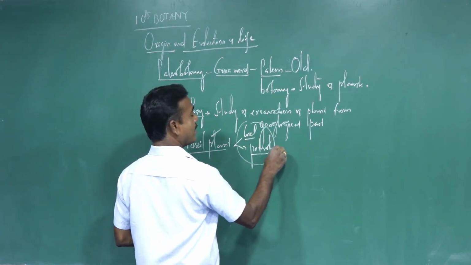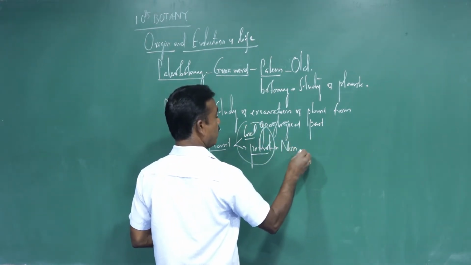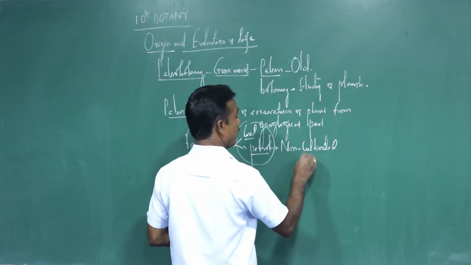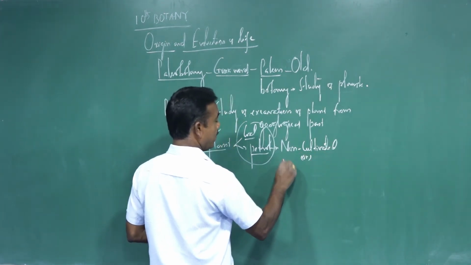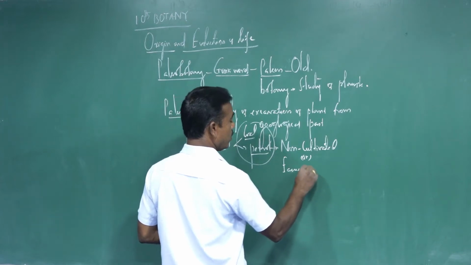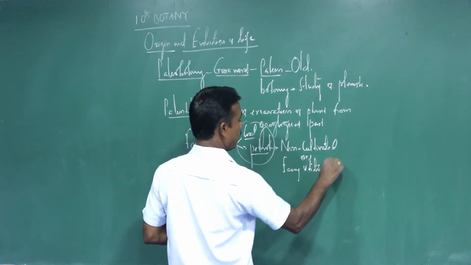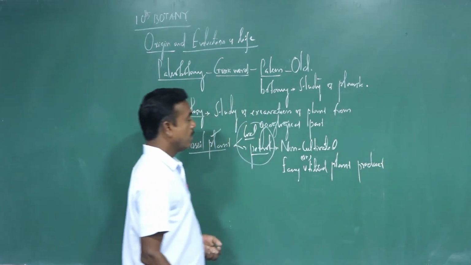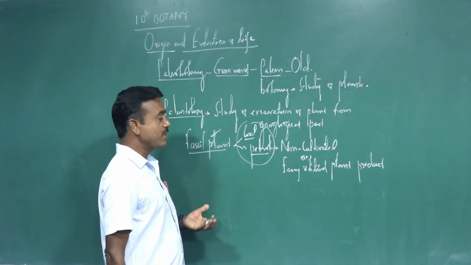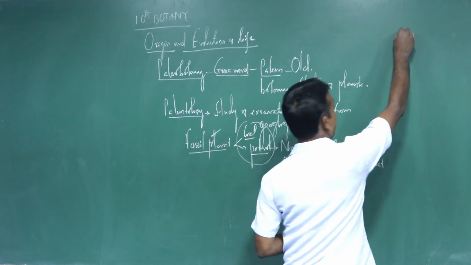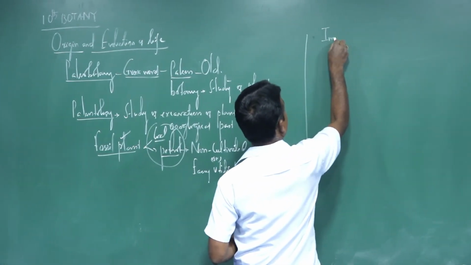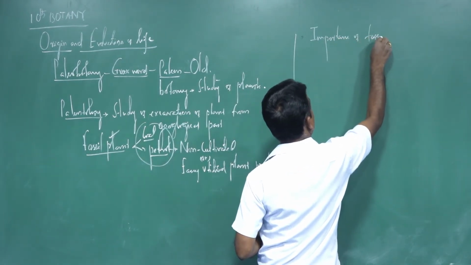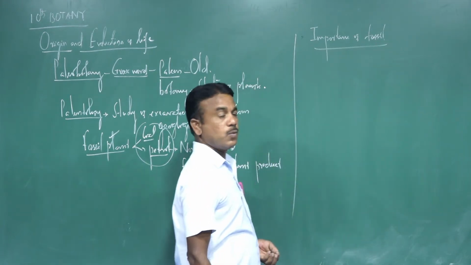Those two are generally considered easily utilized plant products. So in this chapter, now we will discuss the importance of fossils. What is the first importance of fossils?